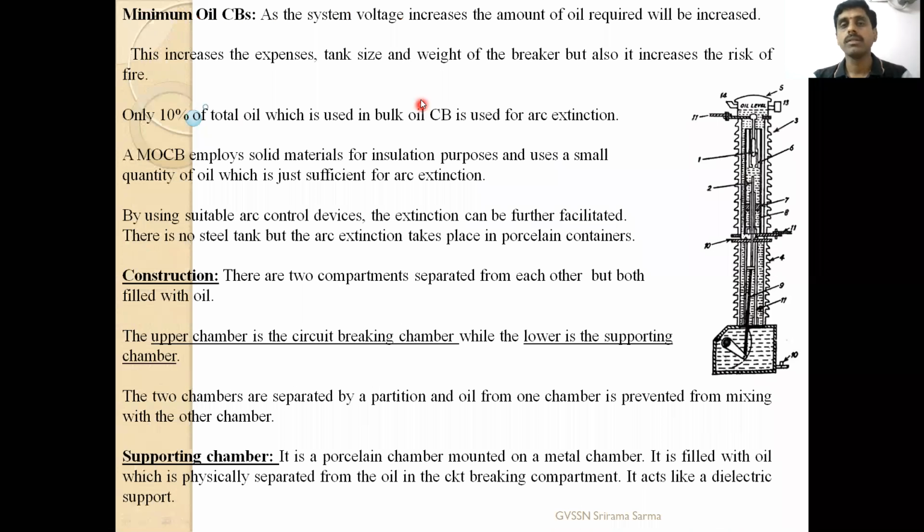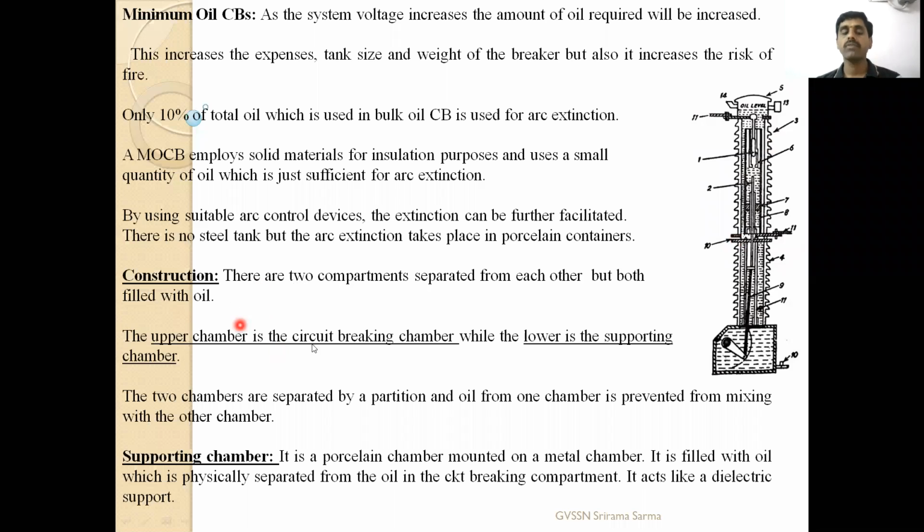Coming to this minimum oil circuit breaker, only 10% of the total oil required for the bulk oil breaker is enough, because a very small amount of oil is required for quenching the arc. So the tank size is reduced and the weight of the breaker is also reduced. So MOCB employs solid materials for insulation purposes with a small quantity of oil. By using suitable arc control devices, extinction can be further facilitated. There is no steel tank requirement. Arc extinction takes place inside the porcelain container.